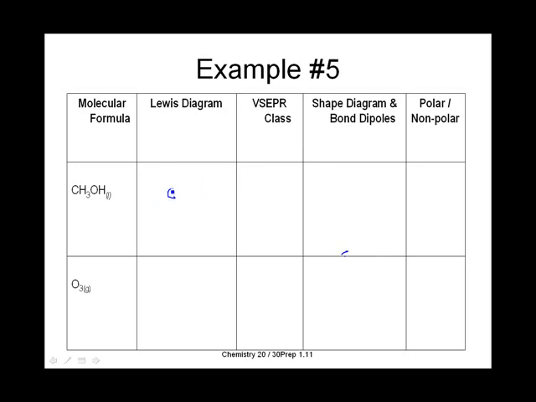Here we have carbon. It's going to be bonded to the oxygen and 3 of the hydrogens. That oxygen in turn is going to be bonded to the last hydrogen. And so this molecule has 2 centers. The carbon center is an AX4, so it's going to be tetrahedral.